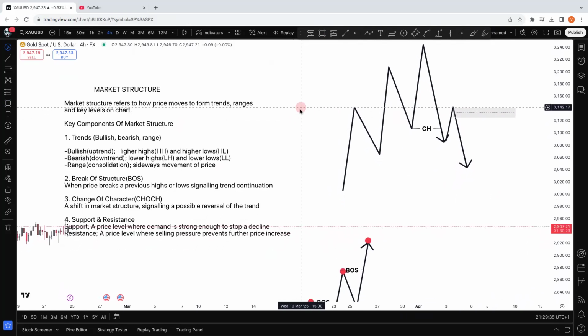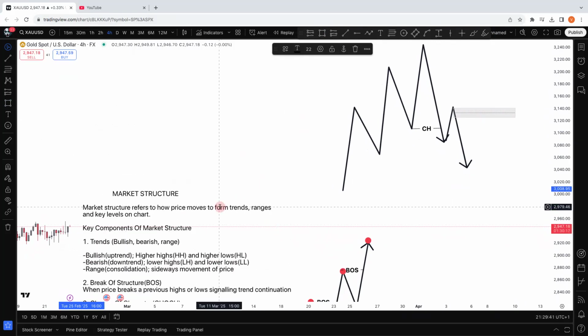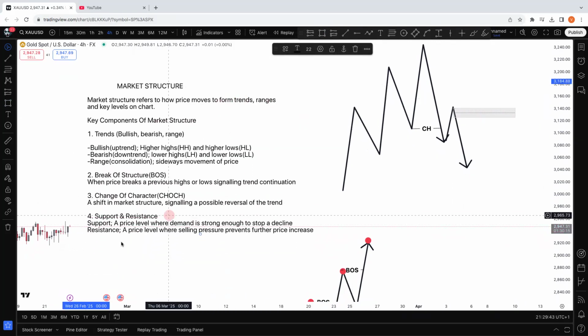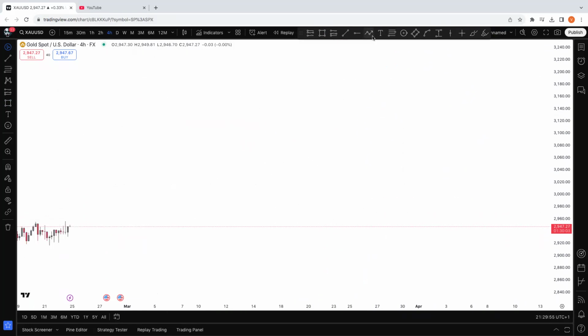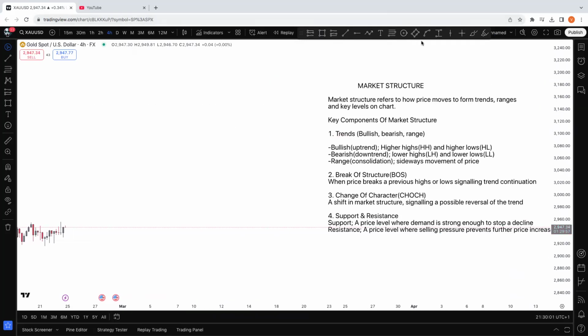So the next thing we'll talk about is support and resistance. Okay. Now, what is it? What is a support? Support is a price level where demand is strong enough to stop a decline, right? Let me just clear this quickly.